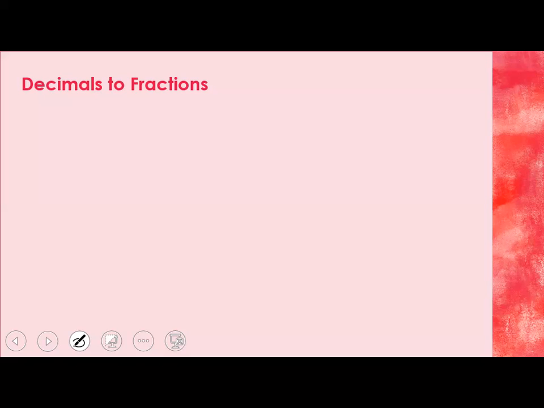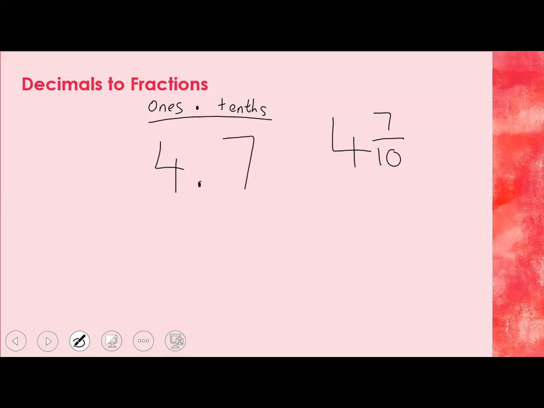So let's start with this decimal number. I've got 4.7. So it might help you to try and remember what the place value columns are. Well, this place value is the ones. I've got 4 ones. And this place value column is tenths. So I have 4 ones. And what are 4 ones? Well, it's just 4. And I have 7 tenths. How do I write that as a fraction? I write that like that. 7 tenths. Have a go at doing this one.